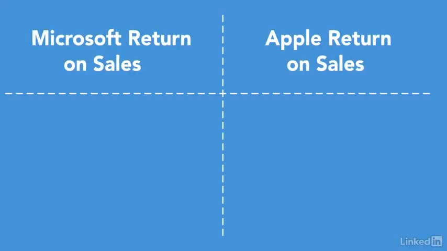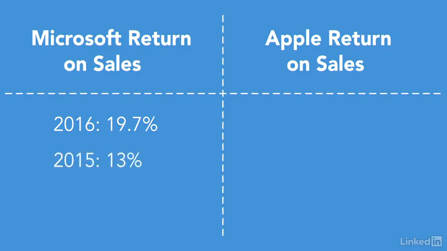Knowing that Microsoft's return on sales in 2016 was 19.7% tells you a little, but you can evaluate the ratio value much better if you know that Microsoft's return on sales was 13% in 2015, or that Apple's return on sales for 2016 was 21.1%. In short, the usefulness of financial ratios is greatly enhanced when they are compared with past values for the same company and with values for other firms in the same industry at the same point in time.